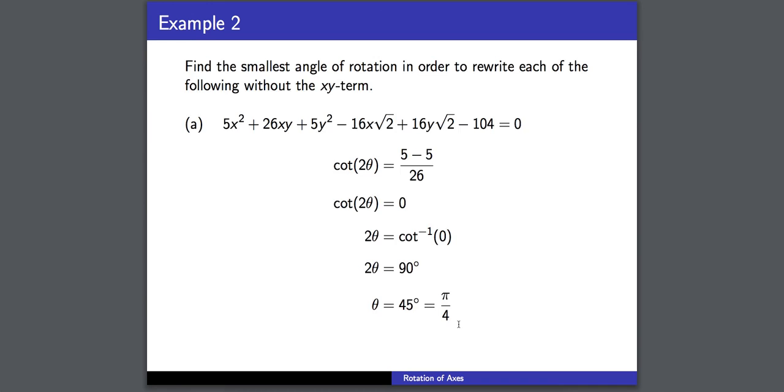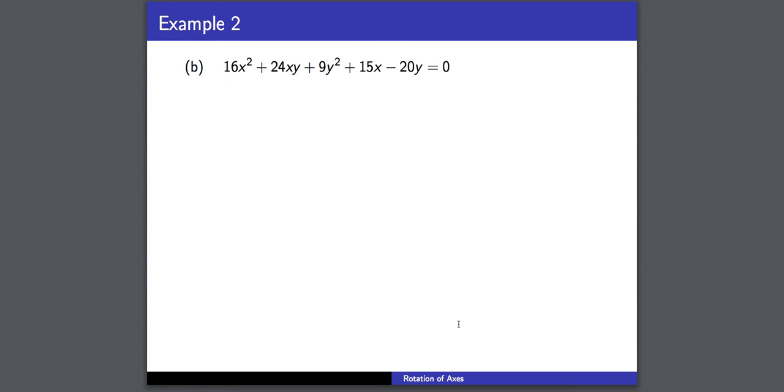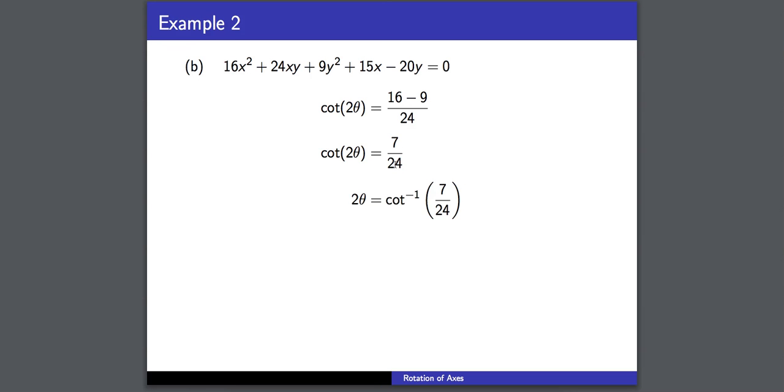Part B, we have 16x squared plus 24xy plus 9y squared plus 15x minus 20y equals 0. Here A is 16, B is 24, and C is 9. So 16 minus 9 divided by 24 is cotangent of 2 theta, meaning cotangent of 2 theta is 7 over 24. So 2 theta is the inverse cotangent of 7 over 24, which is about 73.8 degrees. Dividing both sides by 2, we get about 36.9 degrees to rotate it back, where it is no longer at an angle in the xy coordinate plane. So about 37 degrees roughly for example 2b.